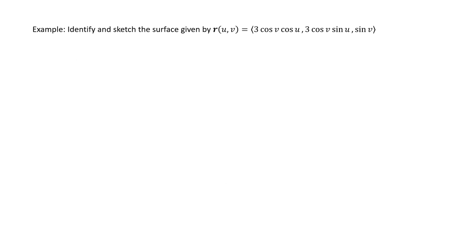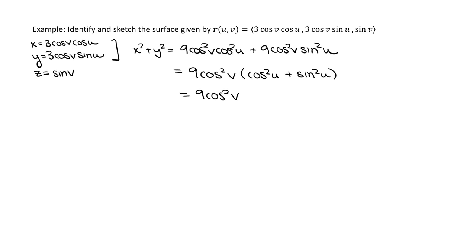Here's another one. Let's see if we can identify and sketch the surface given by the following parametric equations. Our x is 3 cosine v cosine u, y is 3 cosine v sine u, and z is sine of v. I'm going to see if I can eliminate the parameter again, and take advantage of some Pythagorean identities because I have sines and cosines. I'm going to start with the u's, because only the x's and y's have u's in them.